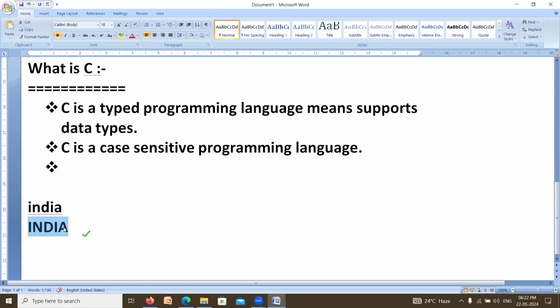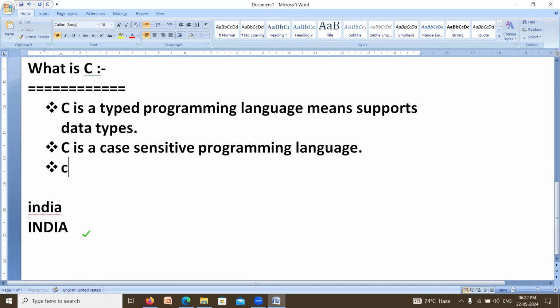Both are not the same. If a language treats lowercase letters and uppercase letters as different, it is called a case sensitive programming language. C is a case sensitive programming language. Lowercase and uppercase letters are treated as different, not the same. Small i and capital I are not equal.